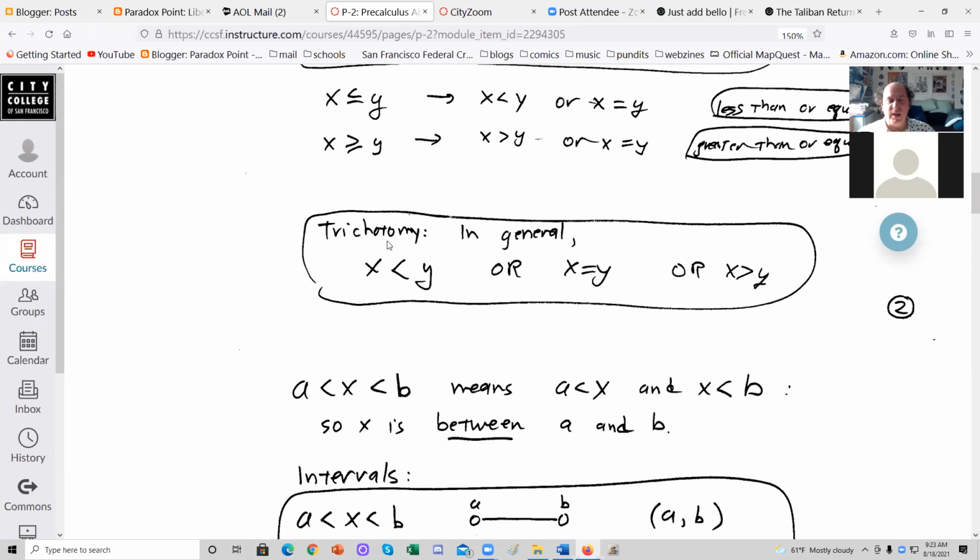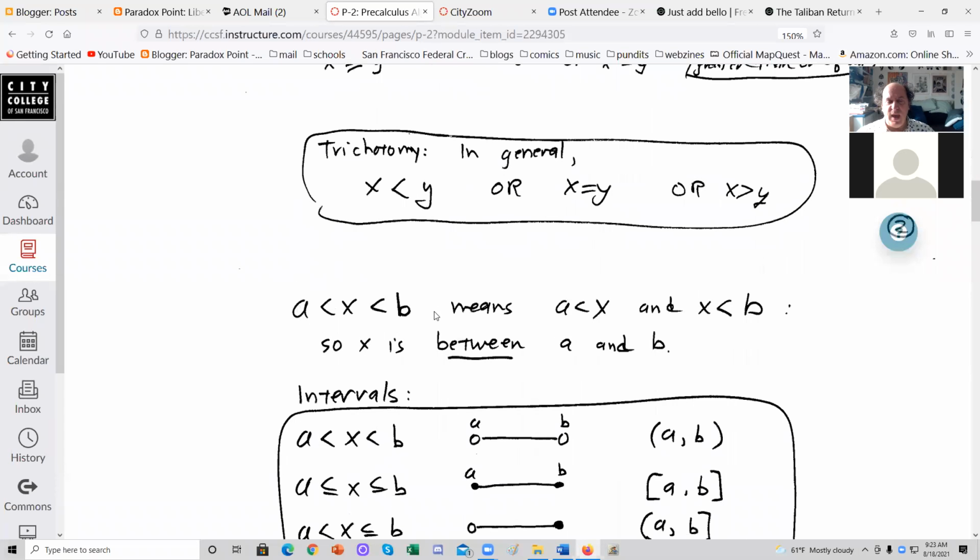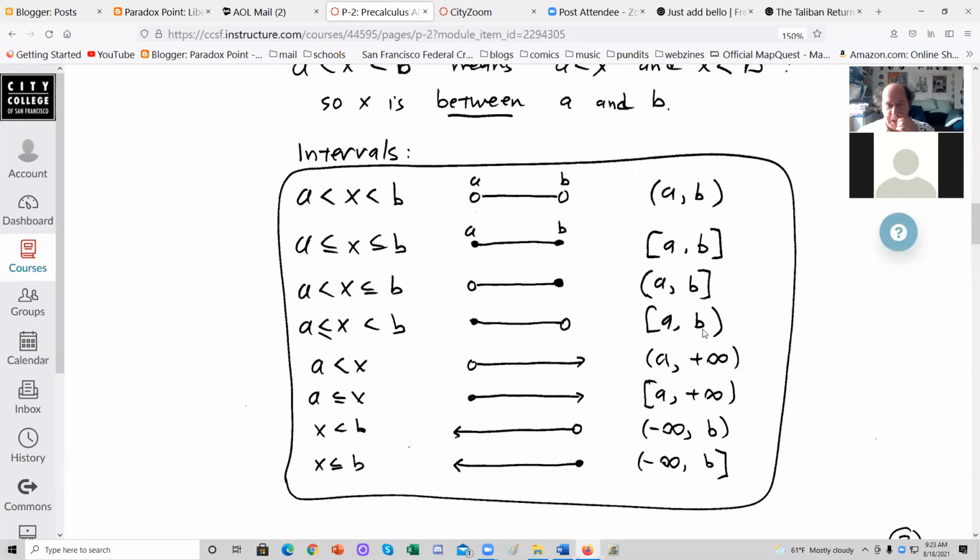Trichotomy, there's 3 cases. This phrase, a less than x less than b, means that a is less than x, and x is less than b, so it's between a and b. If a is less than x and less than b, then you can draw an interval. These are the possible points x for which this is true. We denote this interval by this notation: round bracket a comma b round bracket. A less than or equal to x, less than or equal to b. This is an interval where we include the endpoints, where here we excluded them. So this is called a closed interval, and this is called an open interval.